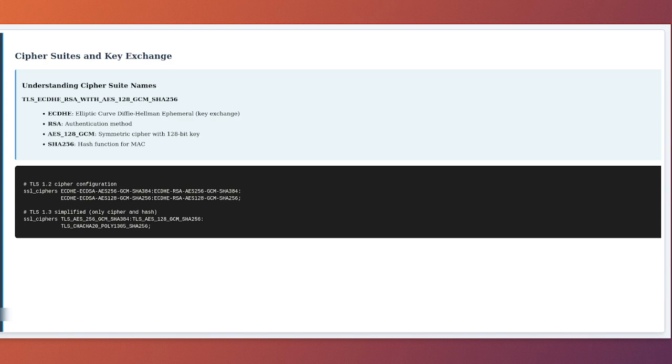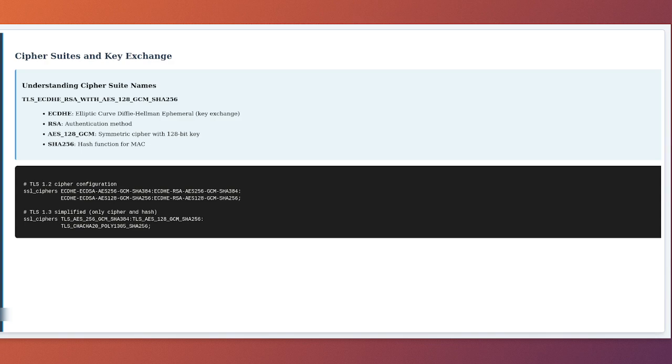Instead of specifying every component, TLS 1.3 cipher suites only specify the symmetric encryption algorithm and hash function. For example, TLS_AES_128_GCM_SHA256. The key exchange is negotiated separately and must use Diffie-Hellman. Authentication is tied to the certificate type. This separation of concerns makes the protocol more flexible and easier to understand.